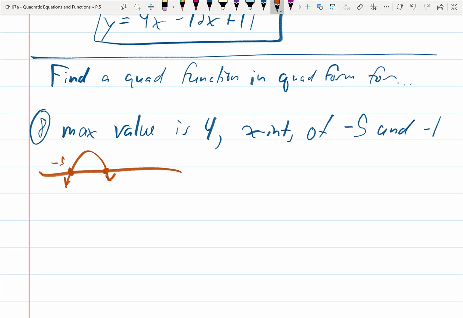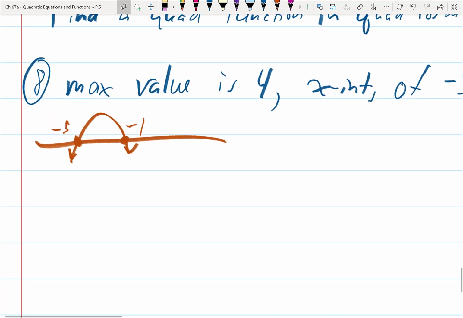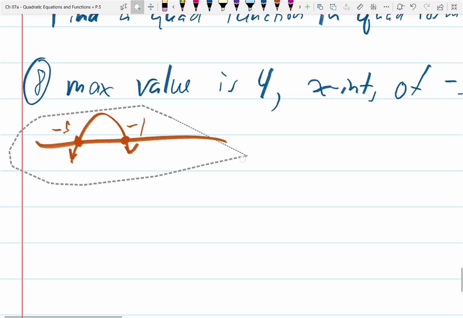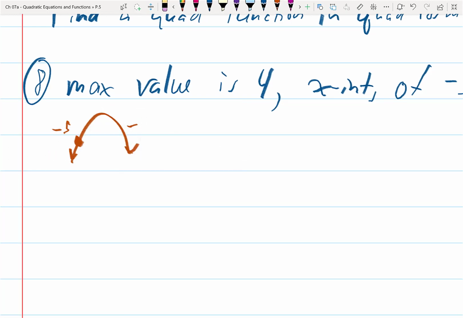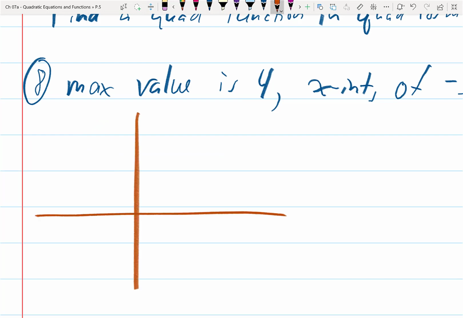-5, -1. I'm going to give you guys just a second to figure this out. I'm willing to bet that every single one of you, knowing this, can figure out what that ordered pair is. -3. Hang on. -3, and what's the y value? 4.